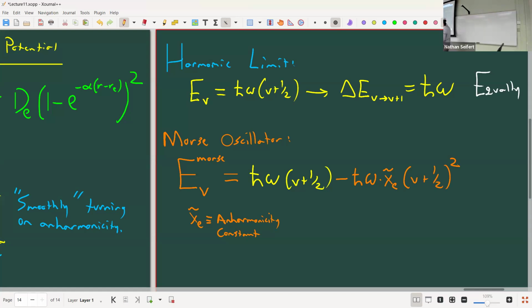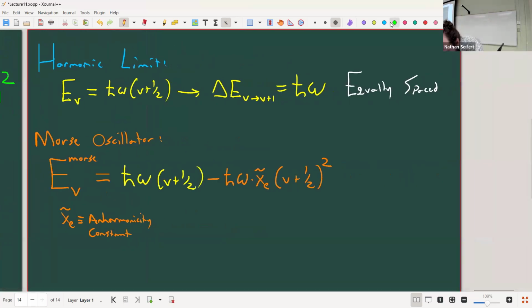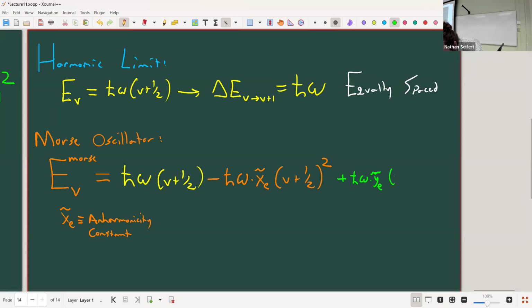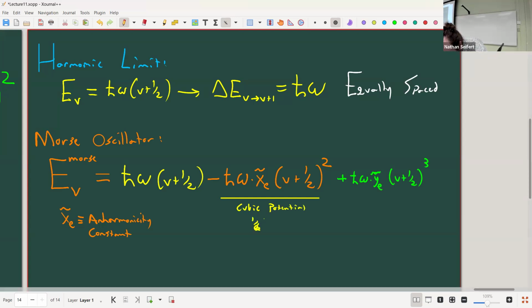And there's another term that's very small. We don't really have to worry about it in this class. That's usually the v plus 1/2 to the cube power. I'll just write it. There's another term, plus h bar omega times y sub e times v plus 1/2 cubed. This term comes from the cubic part of the potential, the 1/6 gamma 3 x to the 3 part.